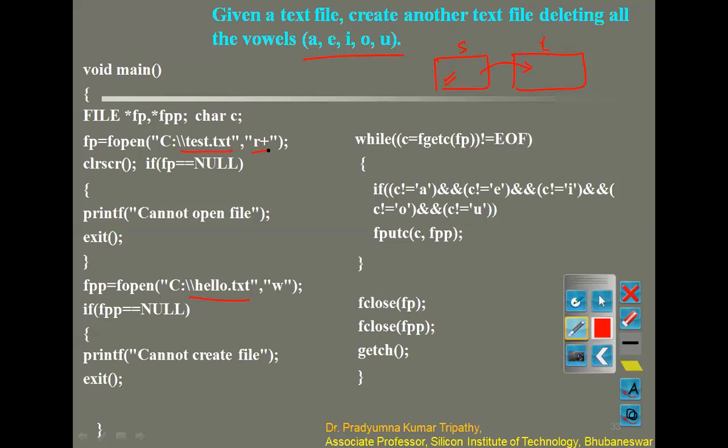So the second file is write mode. I can also open it in read; there is no problem if I go for only read. So I read a character from the file and it is stored in c. I check whether it is A, E, I, O, U or not. If it is not, then I will write into the file. Correct? So I will write into the file if the character is not A, E, I, O, U. I think it's understood. It is very simple. I read a character, check if it is not there, and then write into the other file.